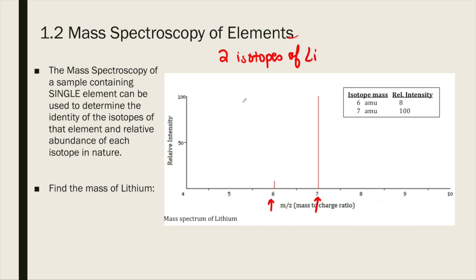So looking at the graph, what masses are present on the graph? The mass of the most abundant isotope, what is that? Yep, 7 AMU. And what about the least abundant? Looking at this, the smallest peak intensity is of 6, so 6 AMU.